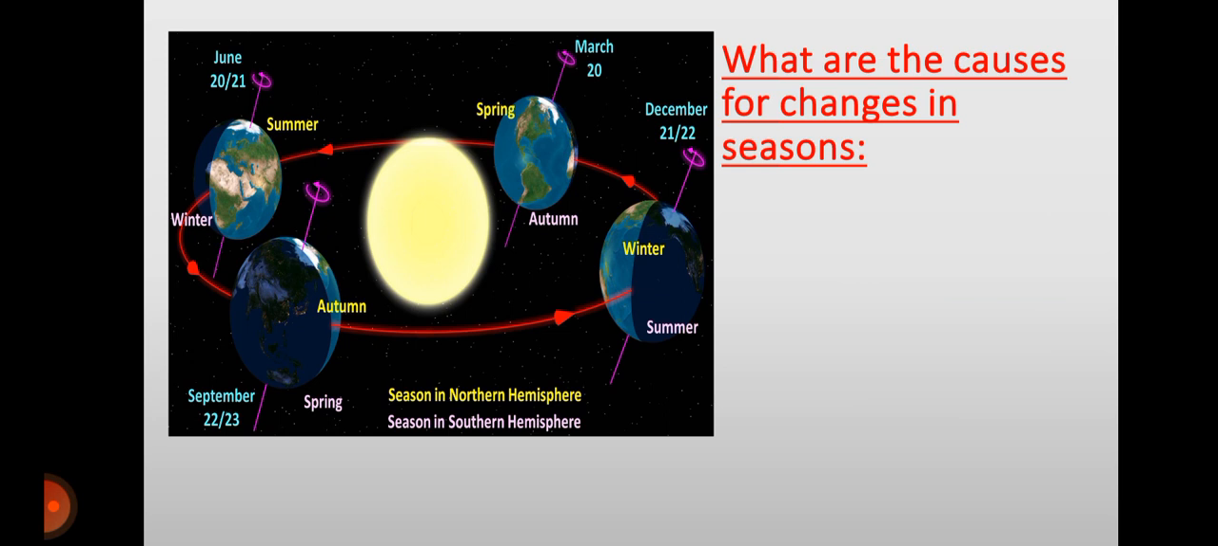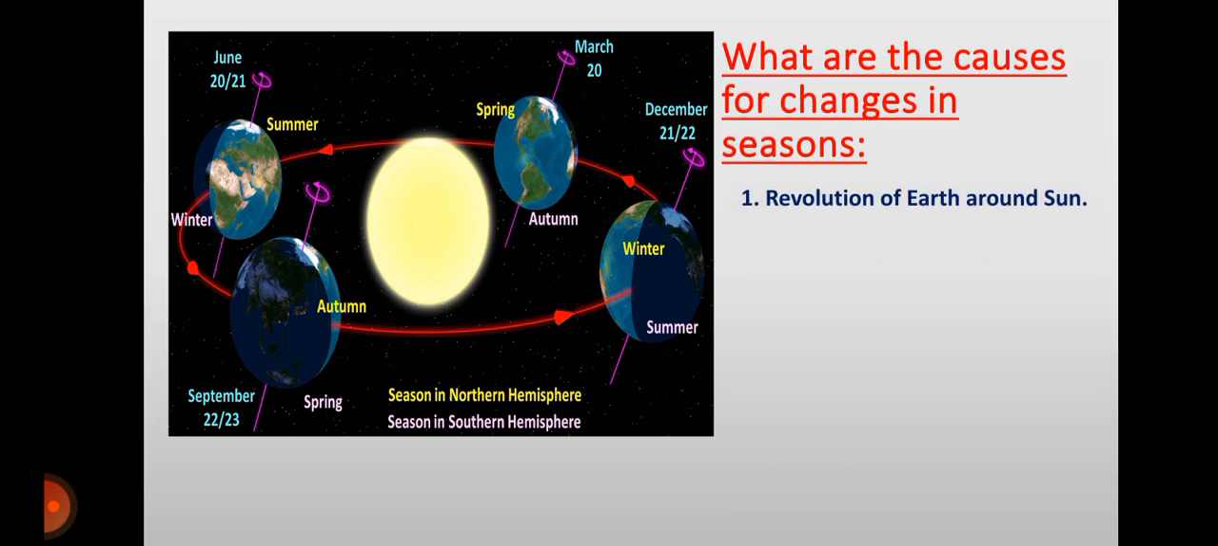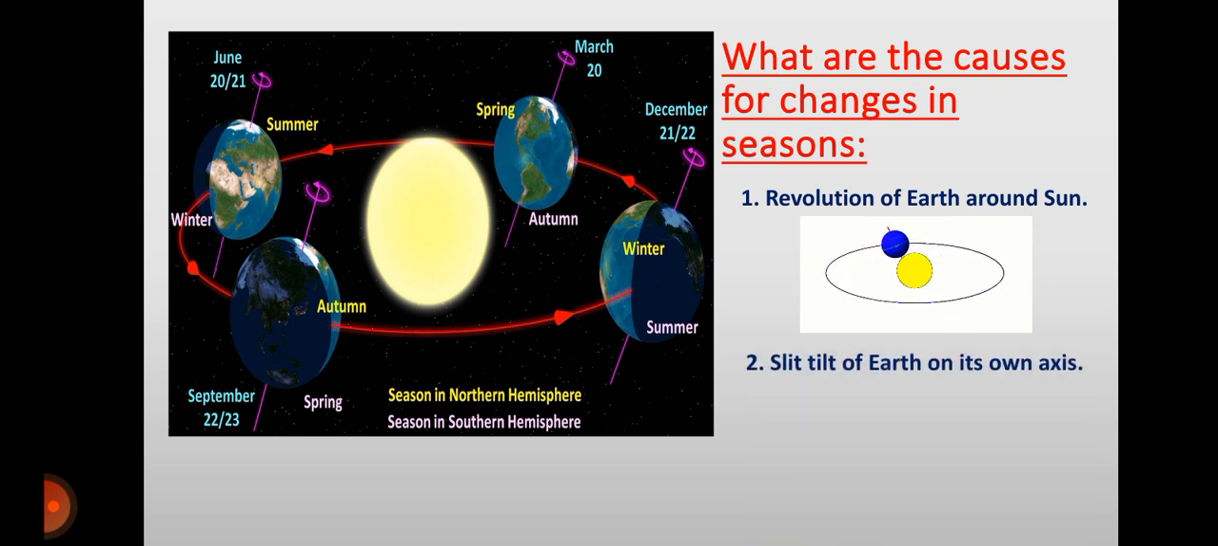So what are the causes for the changes in season from winter to autumn, autumn to summer? What are the reasons behind them? The first is the revolution of earth around the sun. Because when the earth is revolving around the sun, different parts or different hemispheres of the earth are getting faced towards the sun. So this causes the changes in the season in the different parts of the earth.